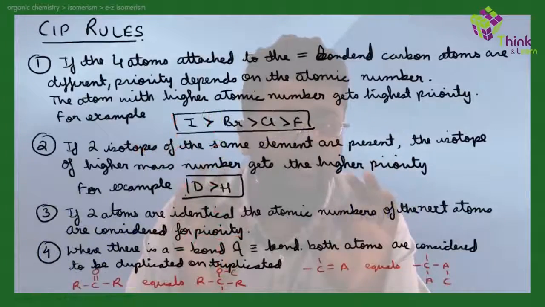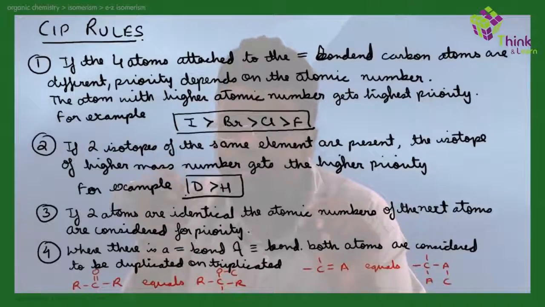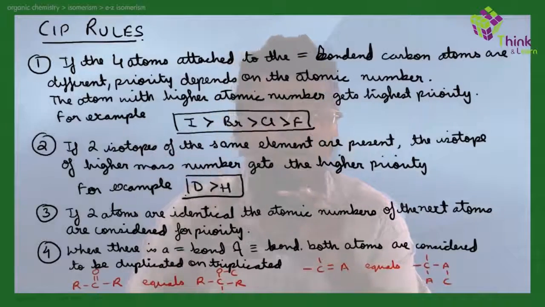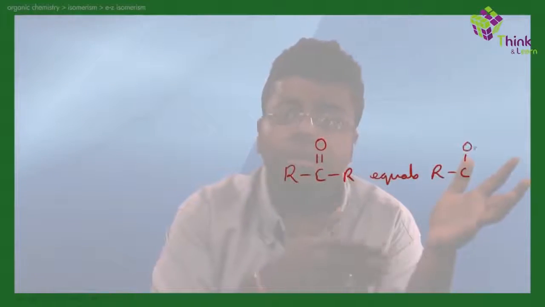That is about it. Now in the next rule, if you look carefully, when there's a double bond or a triple bond, what you need to do is you need to bifurcate the bonds in a way that you get like this.